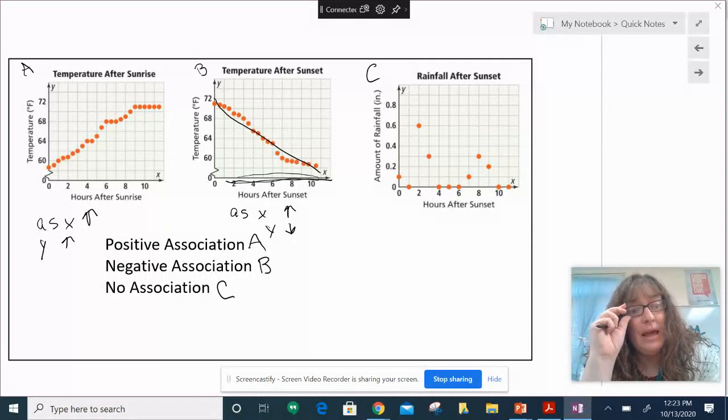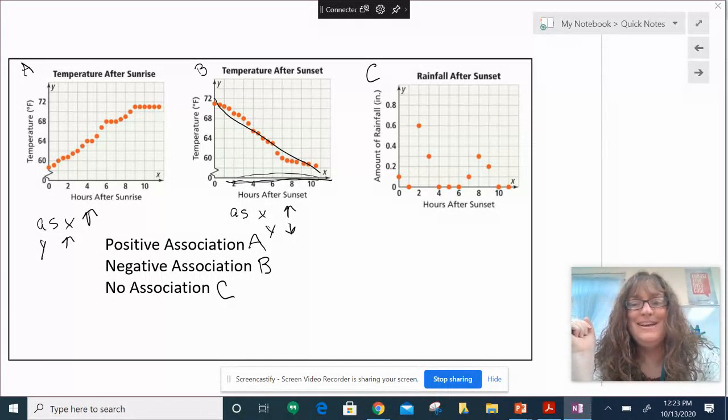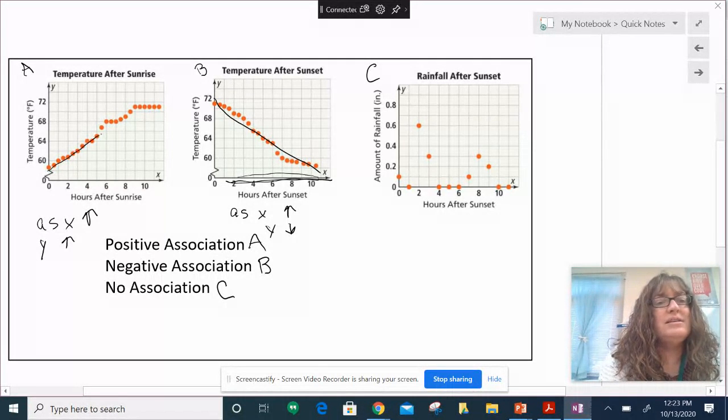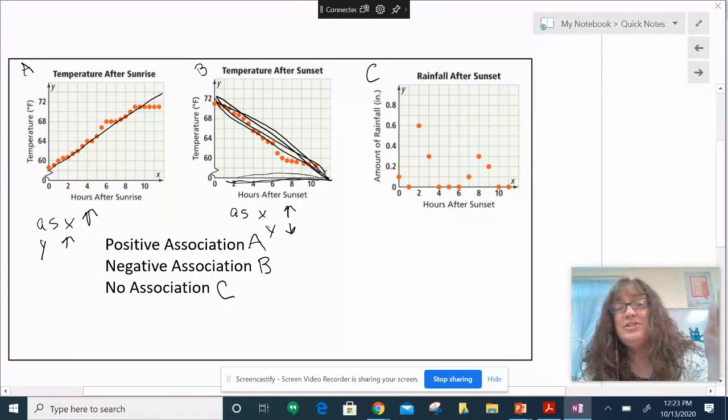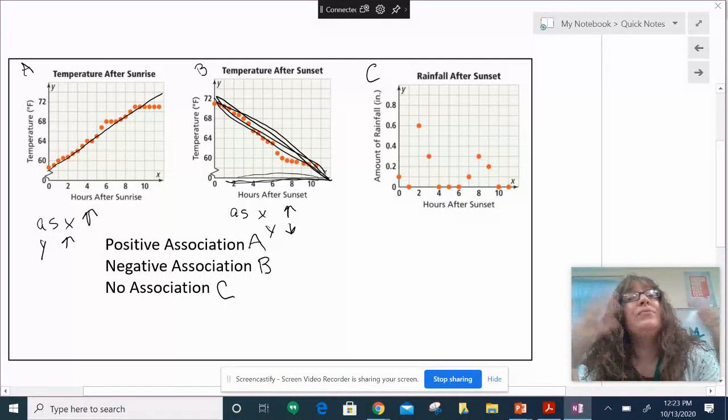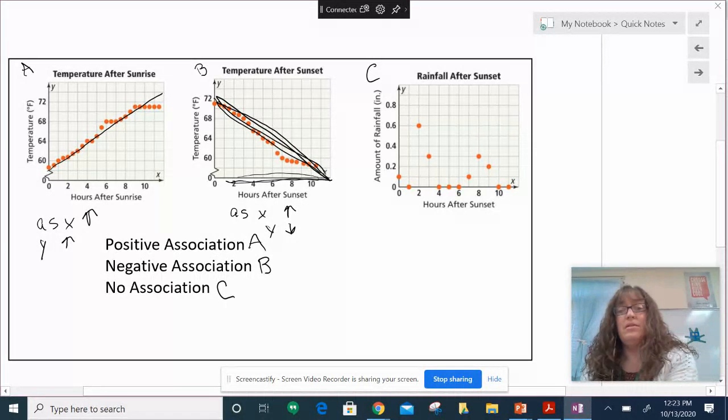Some of you may be saying, this looks like these dots have a positive slope. These dots look like they have a negative slope. And these over here look like they're just scattered, no slope detected. You are exactly right. And that's a way that you can consider and think about these problems in your work.